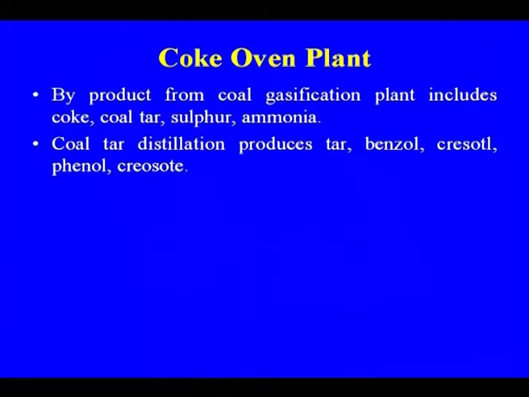This is a huge amount of coke being required, because the iron and steel industry is developing and the consumption of coke is increasing. Byproducts from the coke oven plant include coke, coal tar, sulphur and ammonia. Coke is the major product, but coal tar, sulphur and ammonia are the byproducts. Coal tar distillation, which is also a very important part of the coke oven plant, produces tar, benzol, cresol, phenol and creosote.